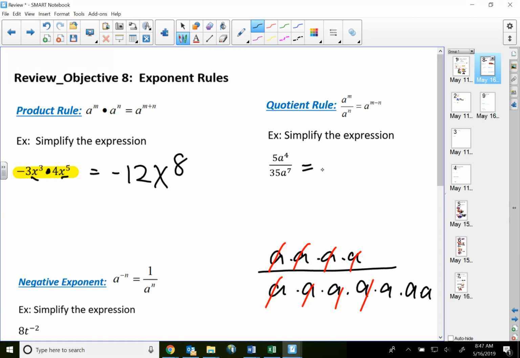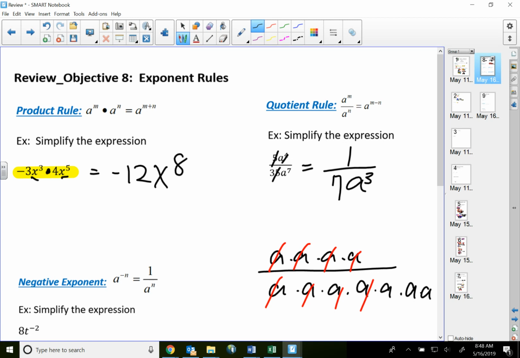Clearly, you can see there should be 3 of them left being multiplied in the denominator. Okay, a times a times a is left, so that's a to the third. So once I canceled out everything up top here, that should leave me with 1. So 5 over 35 is going to be 1 over 7. That means all my numerator got canceled out, so the only number left over is going to be 1. So my answer here is 1 over 7a to the third power.